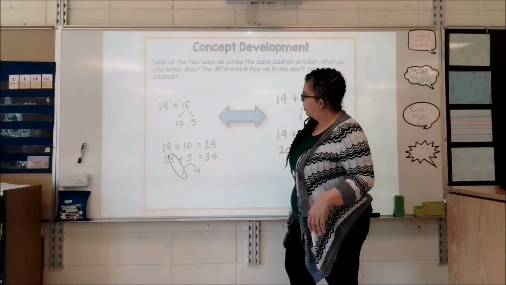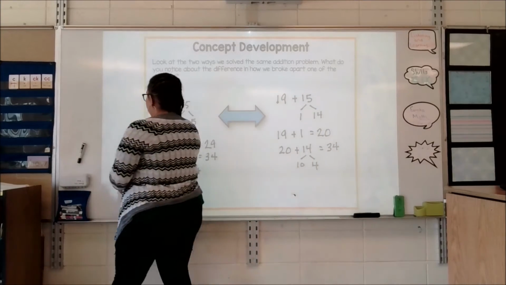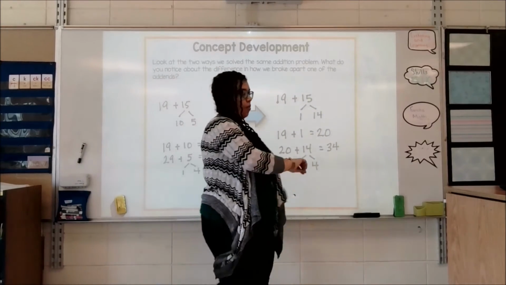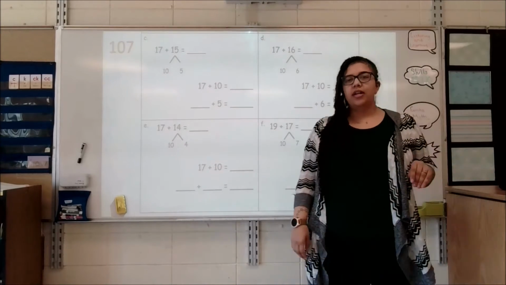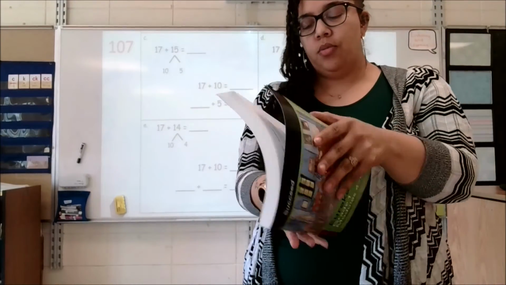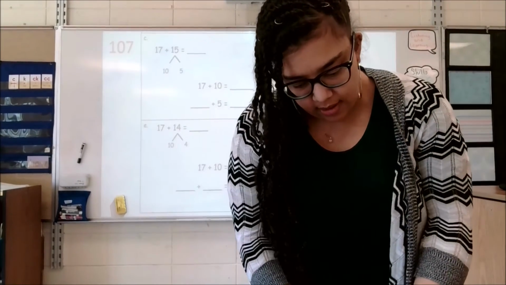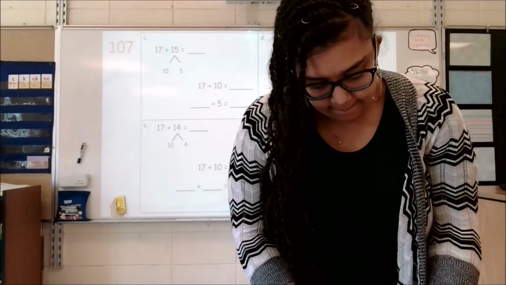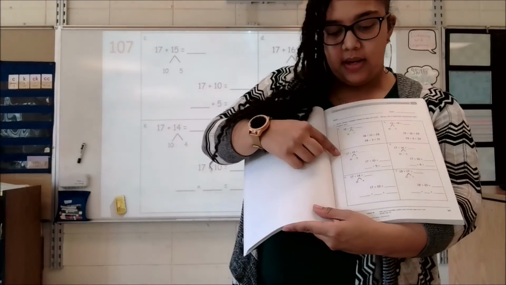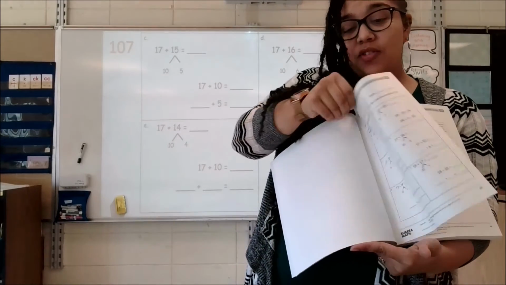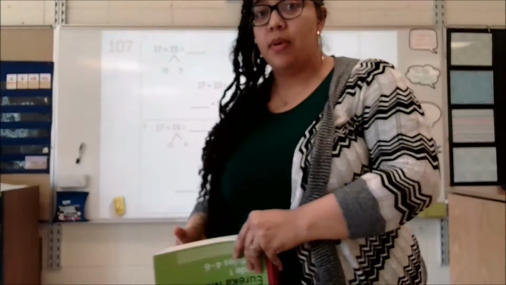Okay, so let's go into and practice a few, actually quite a few, out of our homework, our Succeed book, page number 107. Page number 107, letter C. And actually, if you pay attention, we're going to do the front and the back. Some problems with front and back.